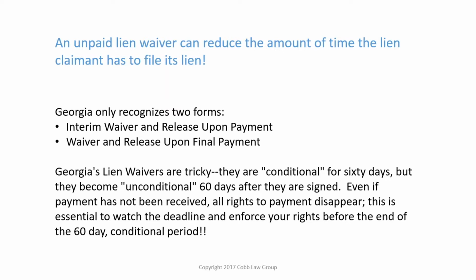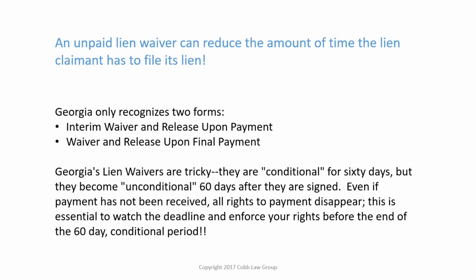It's fairly easy to find online. It's an ugly form, to be honest. It's all caps and it's difficult to read. But the two forms, we have an interim waiver and then we have a final waiver, and they're substantially similar forms, but they are very tricky. They are conditional for 60 days.